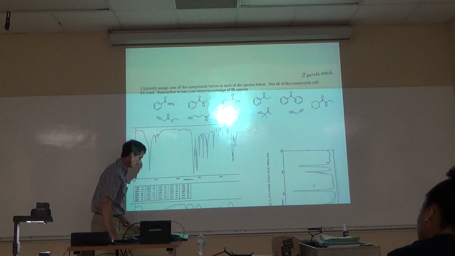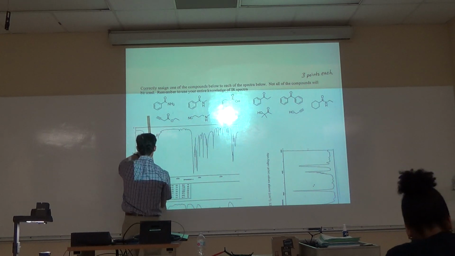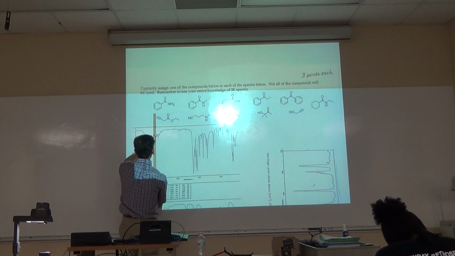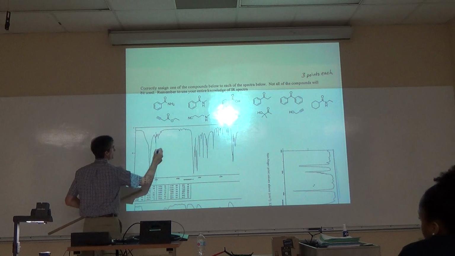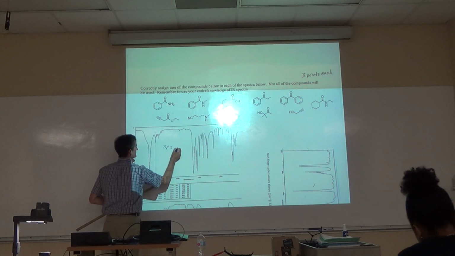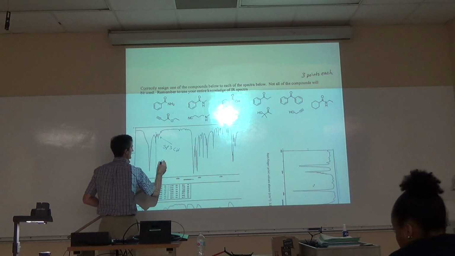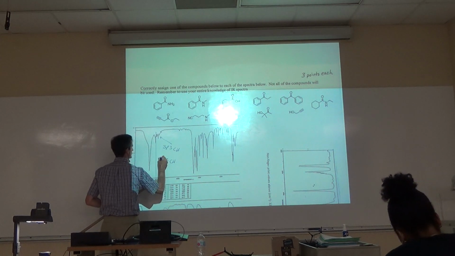What else do I see? Magic line of 3,000. It's a magical line. Yeah? It looks like we have sp3CH. It looks like sp2CH, is that right? Right.